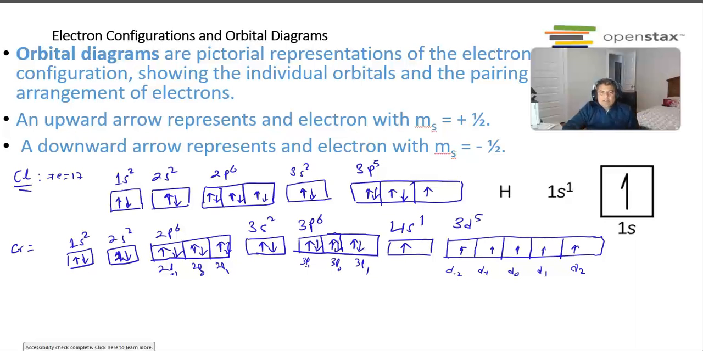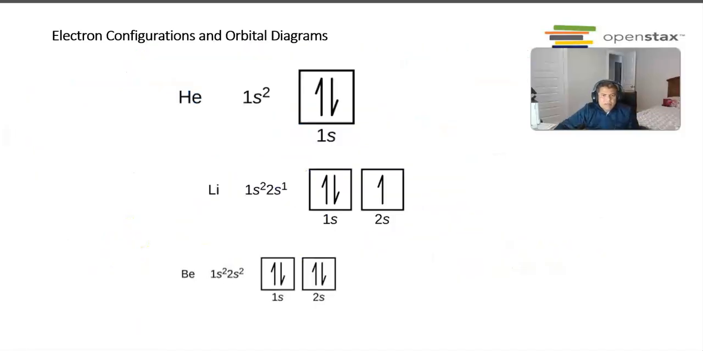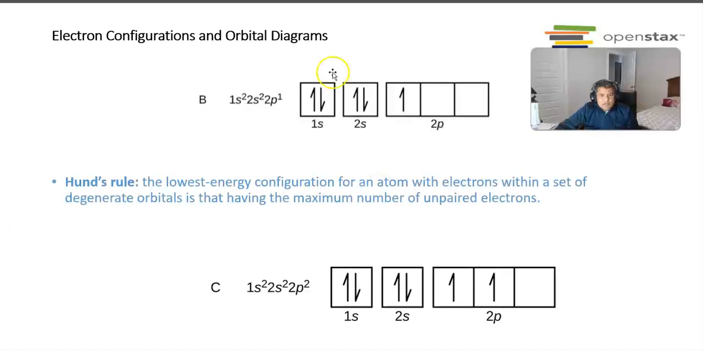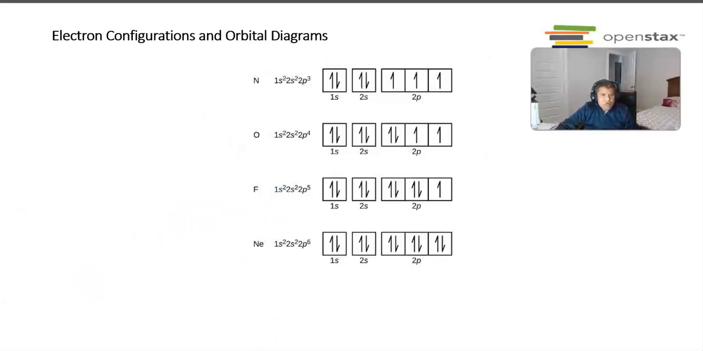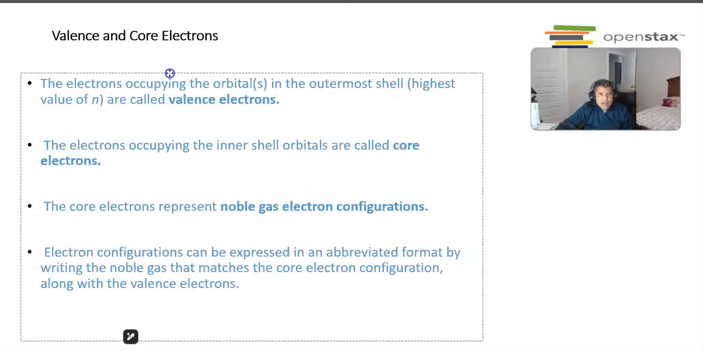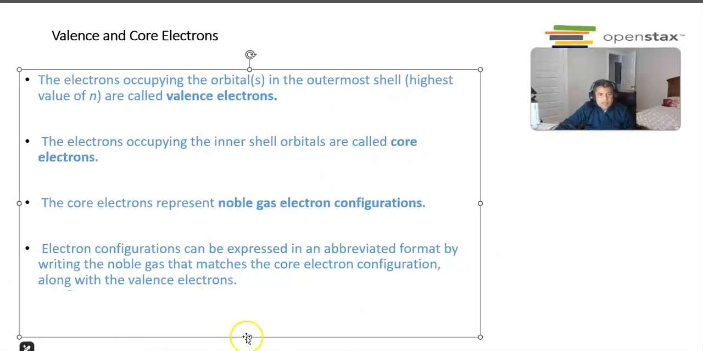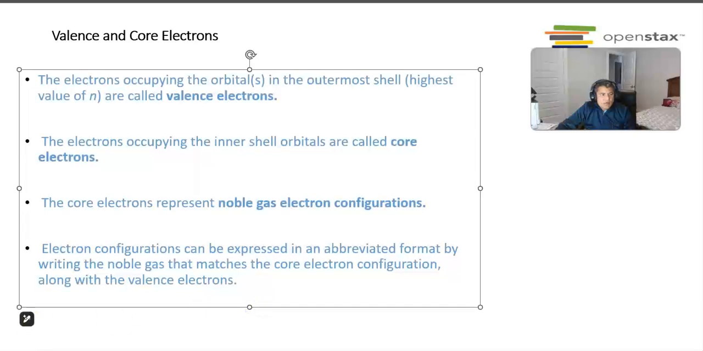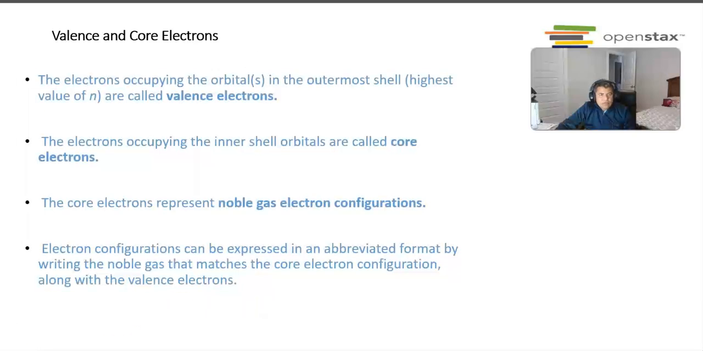So this is the orbital diagram. We have done that. This is also an orbital diagram: boron, carbon. These are examples, and we have already studied Hund's rule. This is nitrogen, oxygen, fluorine examples here. So those are orbital diagrams. Okay, so now let's study the valence and core electrons. After that, valence and core electrons, we will study that in the next chapter.